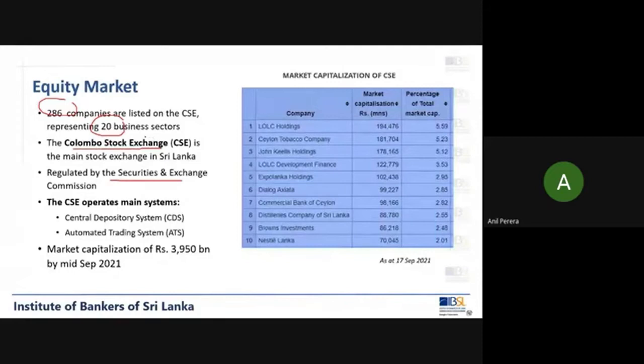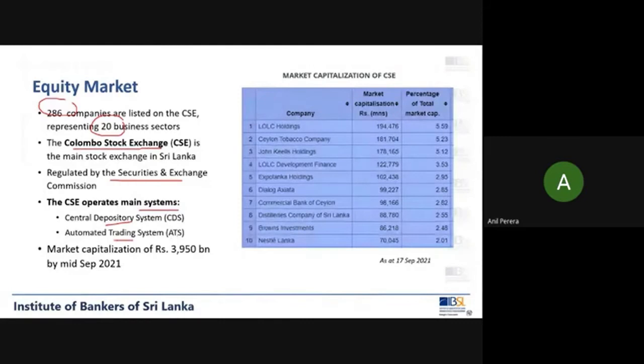Now, in the stock exchange, there are two main systems. Central depository system, I think you have some idea. We discussed the CDS. That is actually facilitating the transactions and doing the settlement and acting as a depository to retain records.